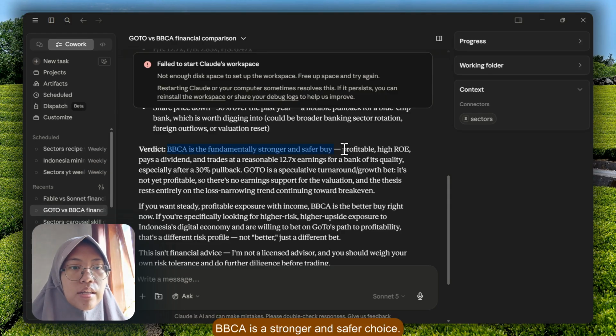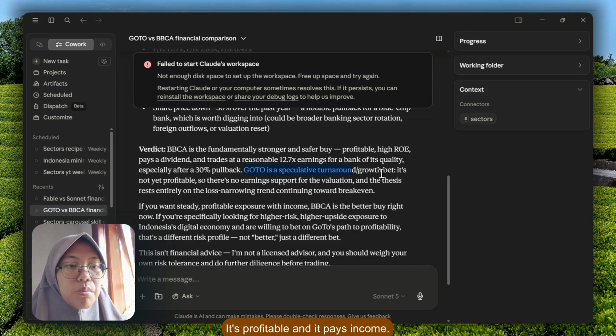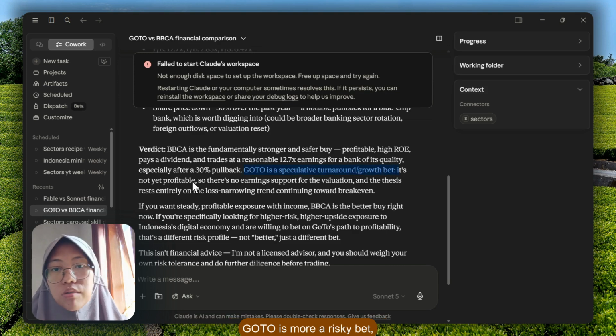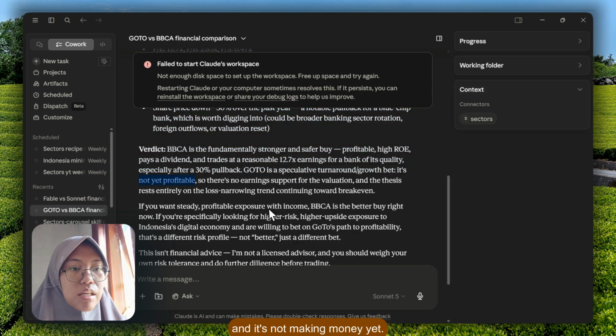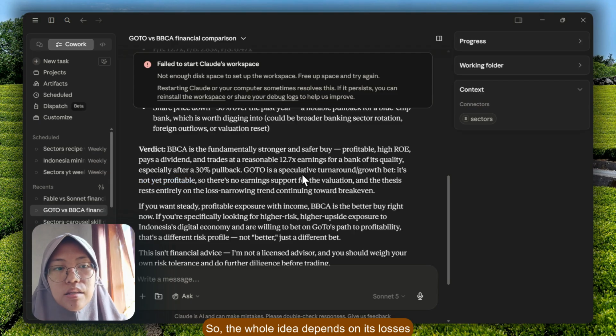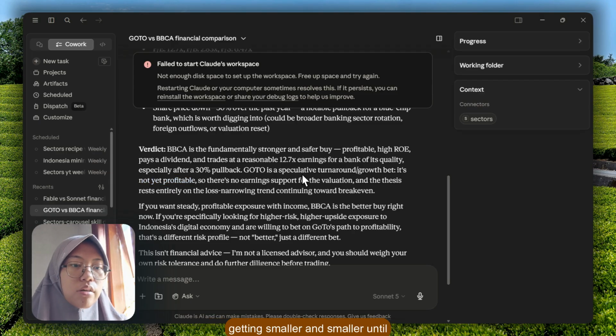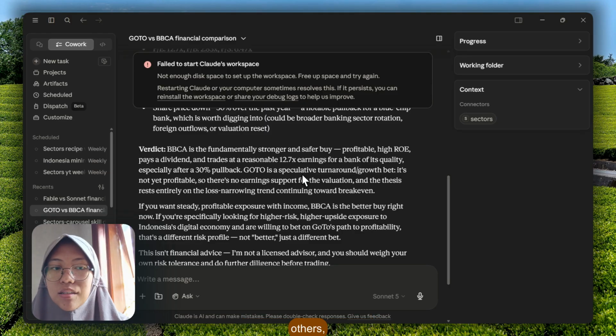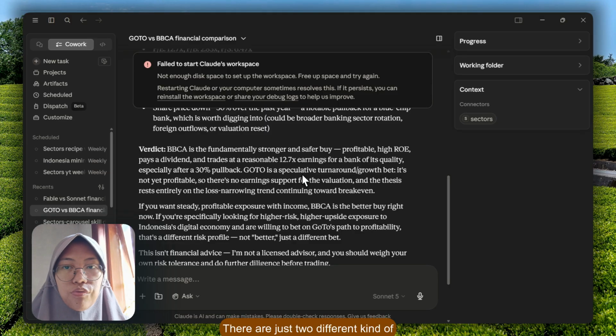BBCA is a stronger and safer choice. It's profitable and it pays income. GoTo is more of a risky bet and it's not making money yet. So the whole idea depends on its losses getting smaller and smaller until it finally returns a real profit. So it's not that one is better than the other. They are just two different kinds of risks.